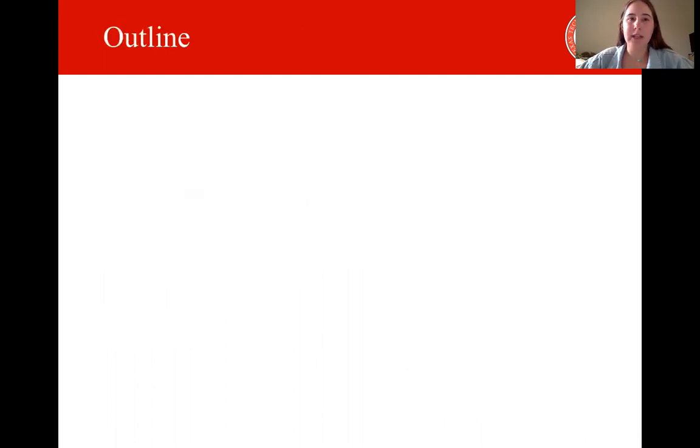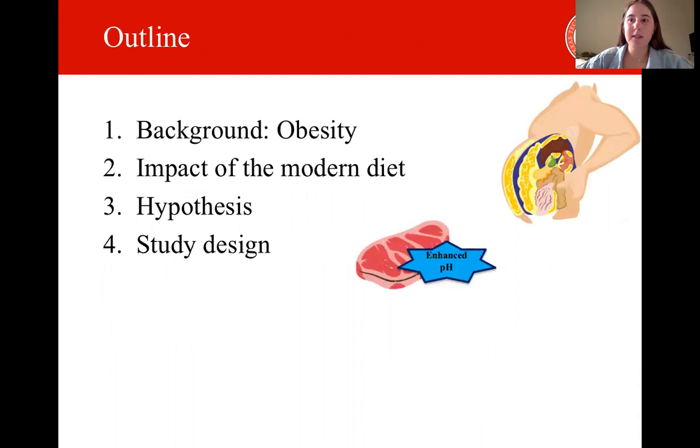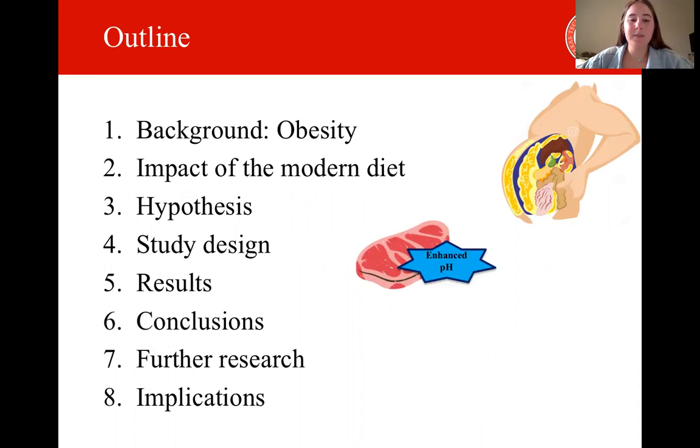To begin, I will go over the outline of my presentation. I will start by describing what obesity is and the impact of the modern diet. Then I will describe our hypothesis and study design. Then I will describe the results that we've gathered so far and our conclusions. I will end by describing the research we will be conducting in the future and the implications of this study.